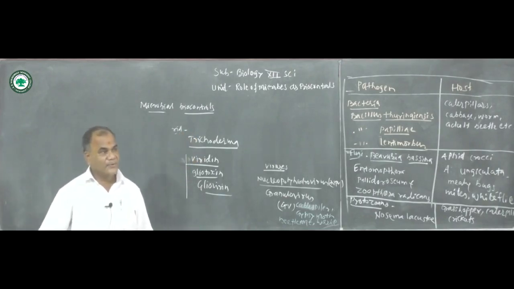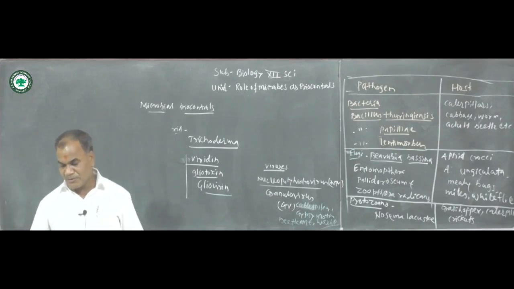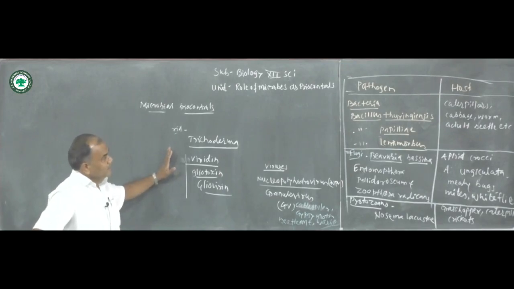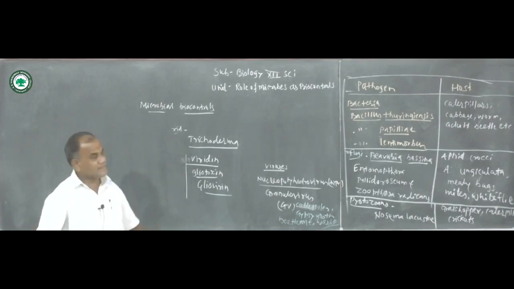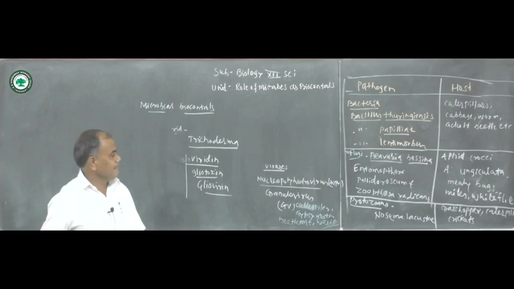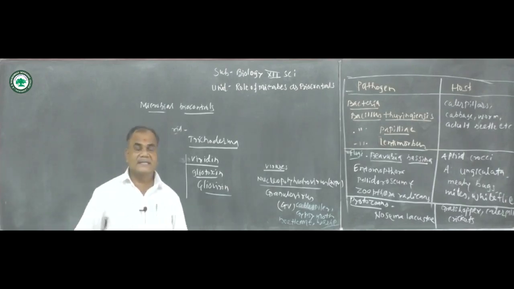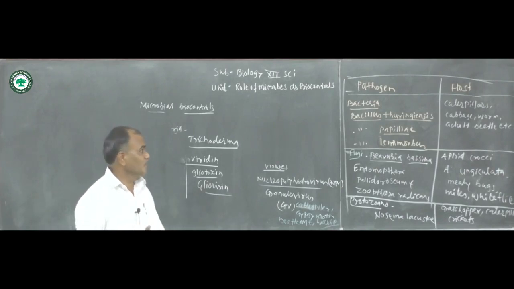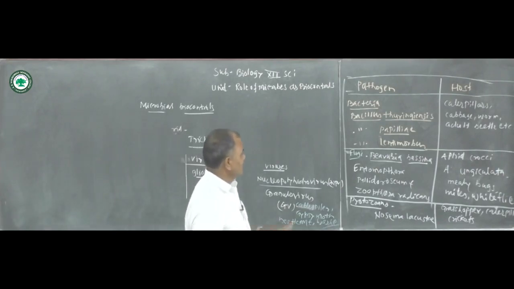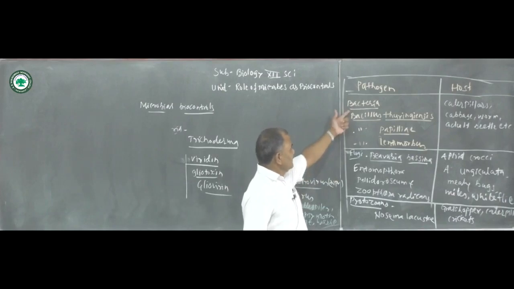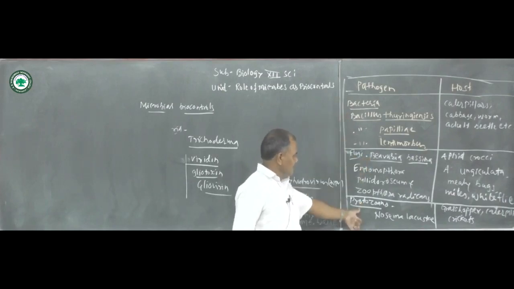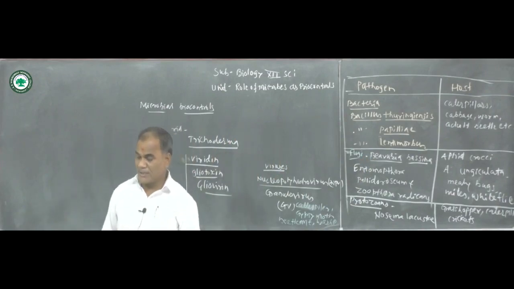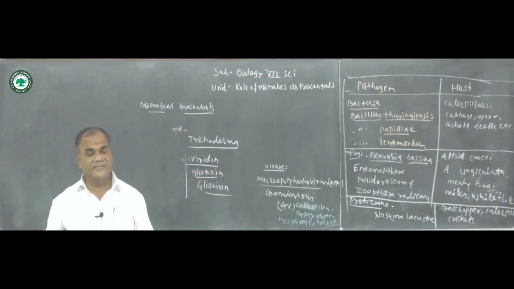Now we see there are four groups of biocontrol agents known. Which are these four groups? First is the bacteria, second is the fungi, third is the protozoans, and last is the viruses. These four types of microbes have the ability to control the host or different types of diseases as well as pathogens.